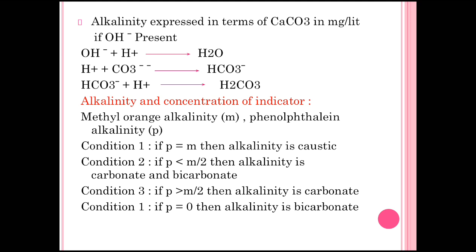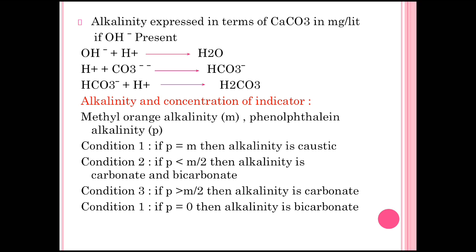Now condition 2: if the phenolphthalein alkalinity is smaller than the methyl orange alkalinity divided by 2, meaning the methyl orange alkalinity is more than half of the phenolphthalein alkalinity, then carbonate and bicarbonate are present in the water sample.